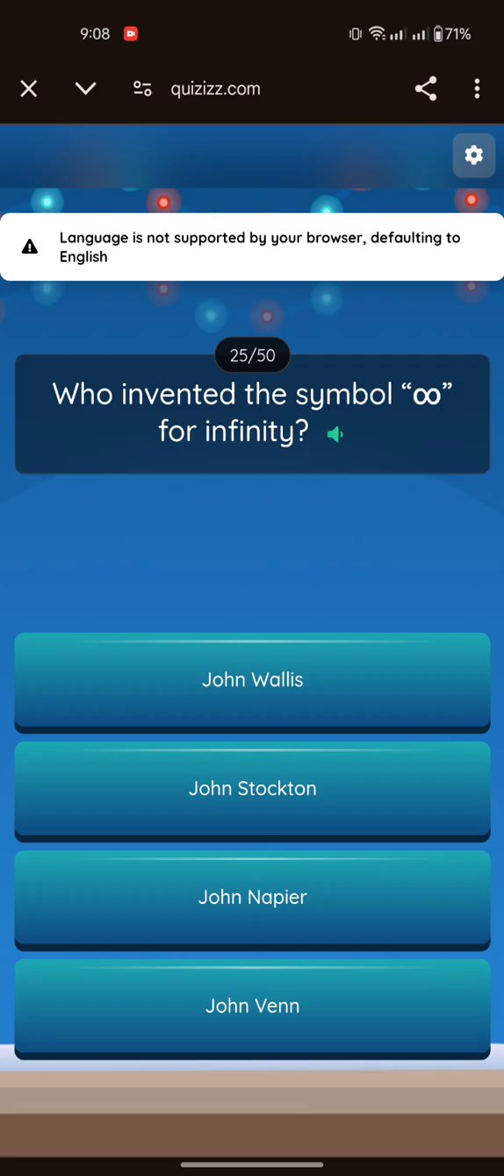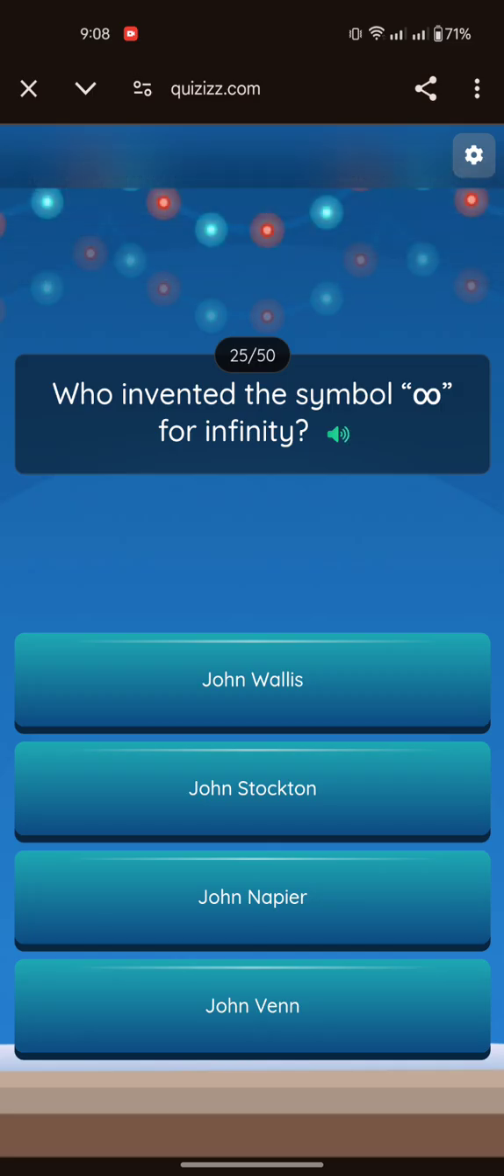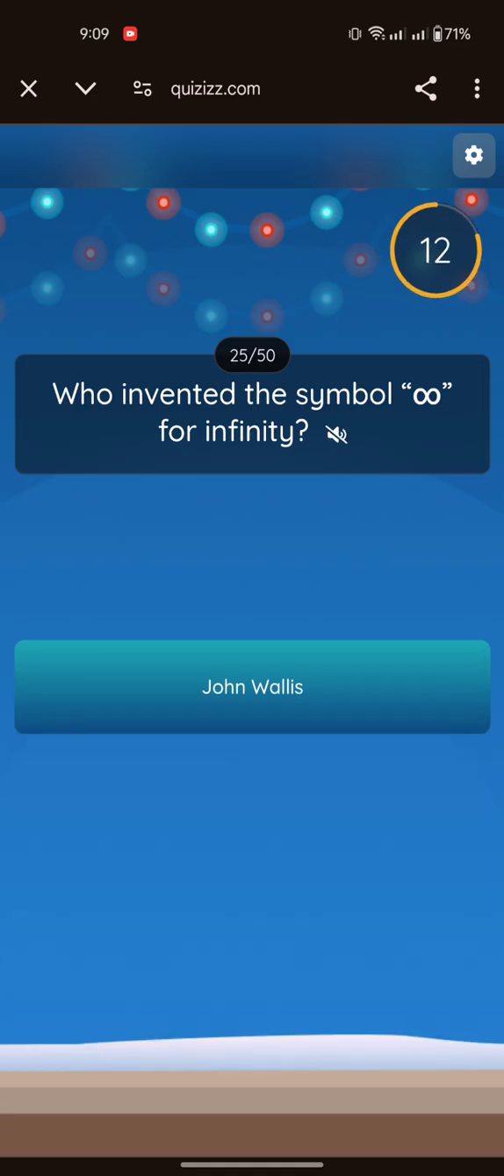Question. Who invented the symbol infinity for infinity? Option 1, John Wallis. Option 2, John Stockton. Option 3.